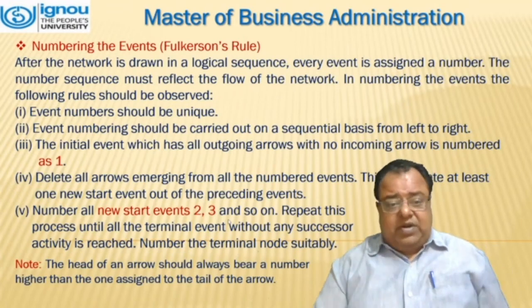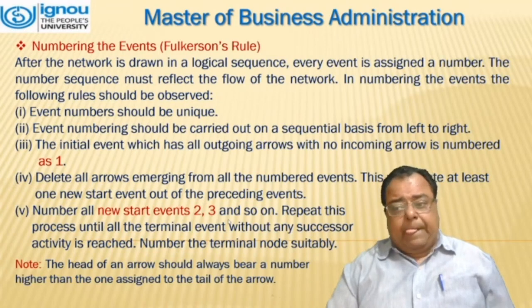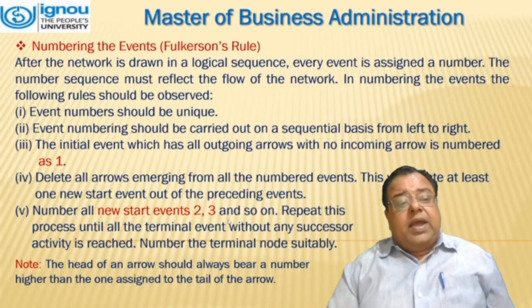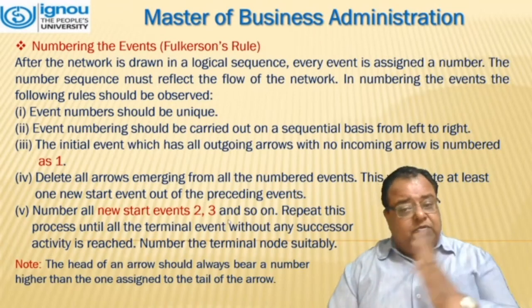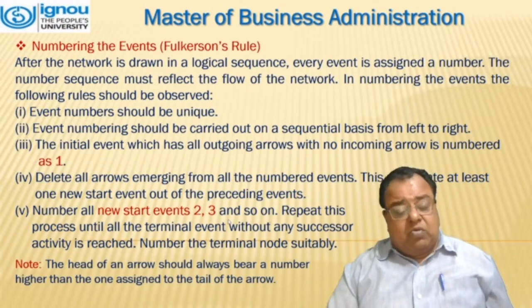After the network is drawn in a logical sequence, every event is assigned a number. The number sequence must reflect the flow of the network. In numbering the events, the following rules should be observed. First, event numbers should be unique. Second, event numbering should be carried out on a sequential basis from left to right. The initial event, which has all outgoing arrows with no incoming arrow, is numbered as 1.